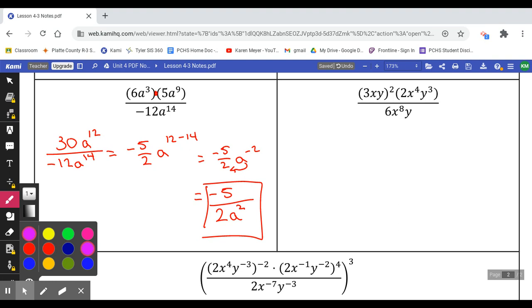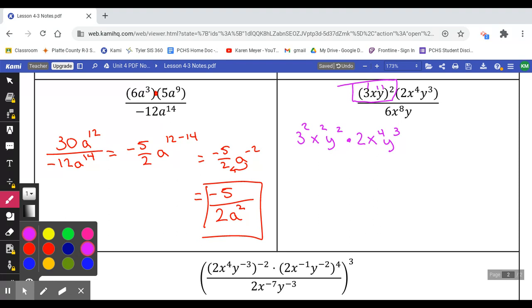Okay, next problem. The first parentheses has a power on the outside, so let's deal with this first. Boom, I put a box in it. Let's deal with that. So multiply your powers: 3 to the 2nd, x to the 2nd, y to the 2nd. Then on the top, we're going to times that by 2x to the 4th, y to the 3rd.